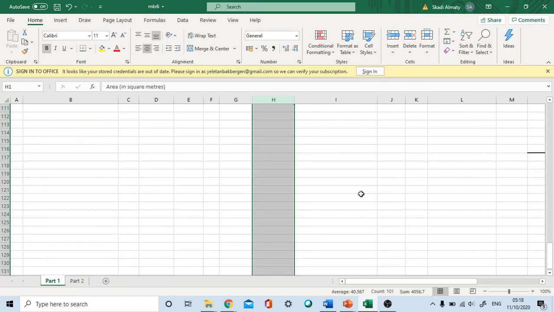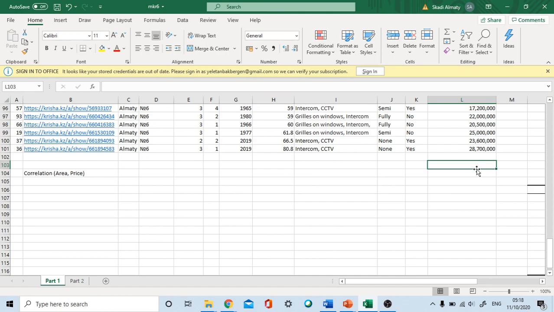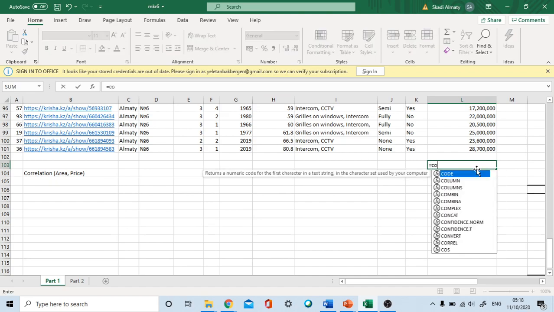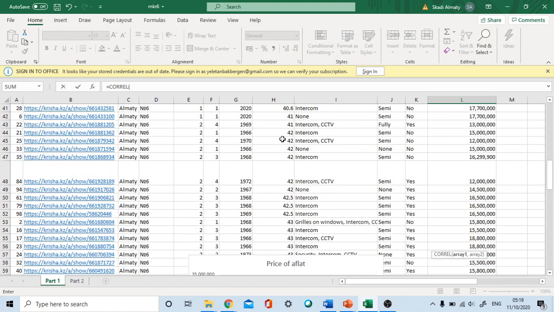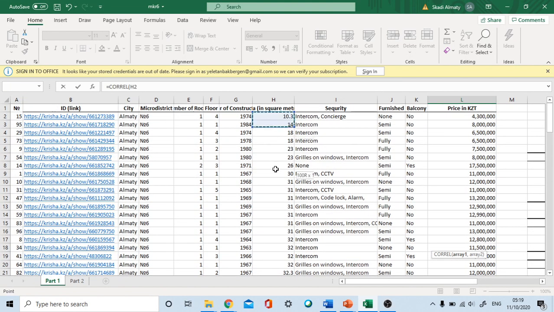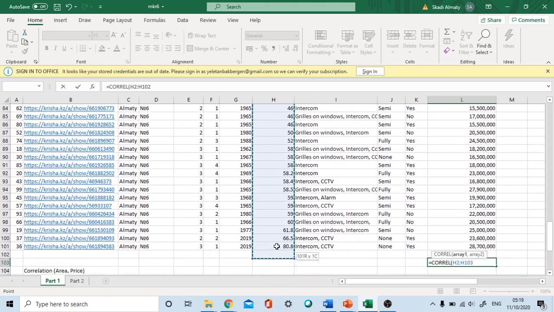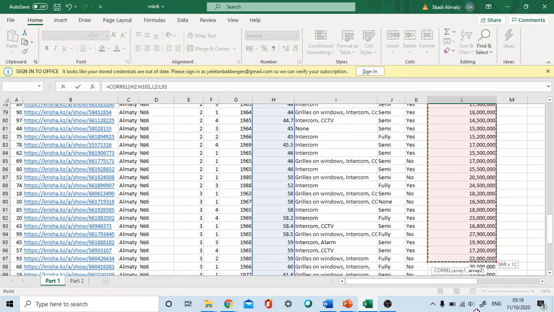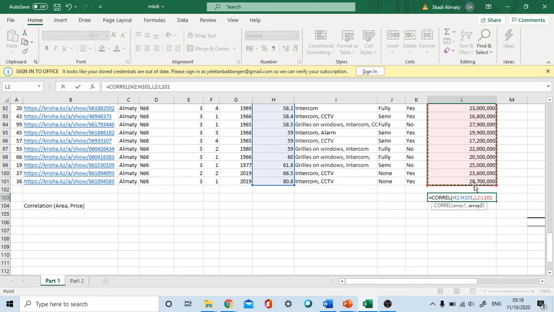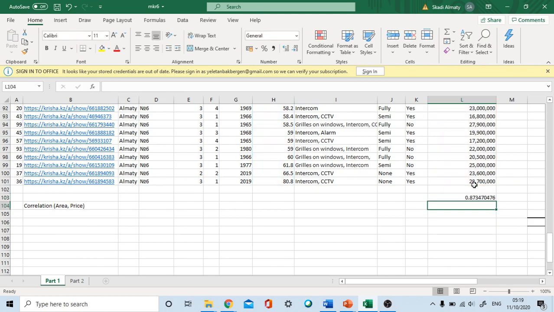Okay, let's come to our last, final stage. The final stage is finding the correlation. For example, the correlation function. My first array is my area. Area is from H2 to H101, and comma, price. Enter. It means I have a 0.87 correlation.